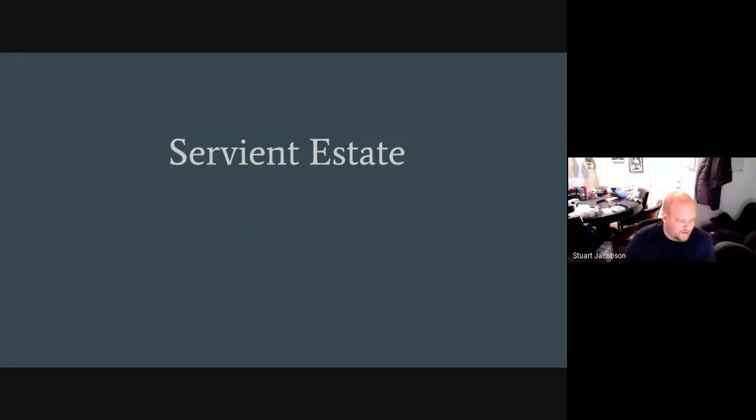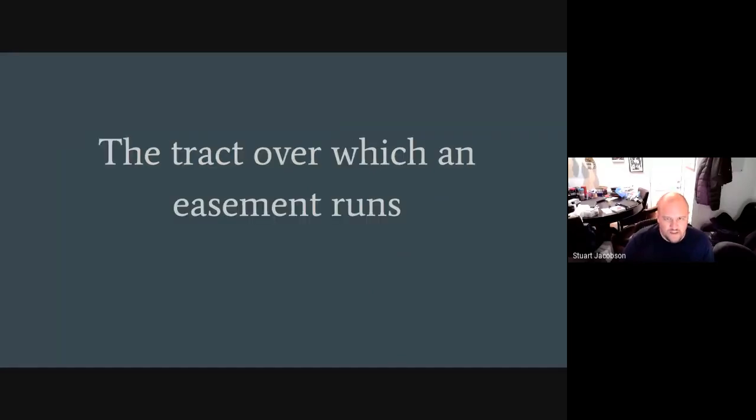Servient estate. This has to do with easements. That's a tract over which an easement runs. This is the one that cannot dissolve the easement. This is the one that serves the easement because they're servient. Opposite of dominant tenement or dominant estate.